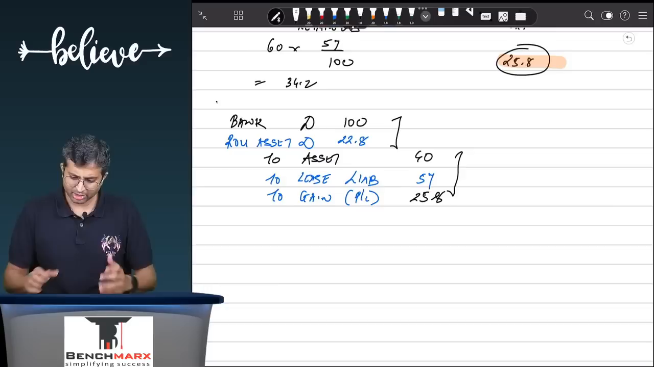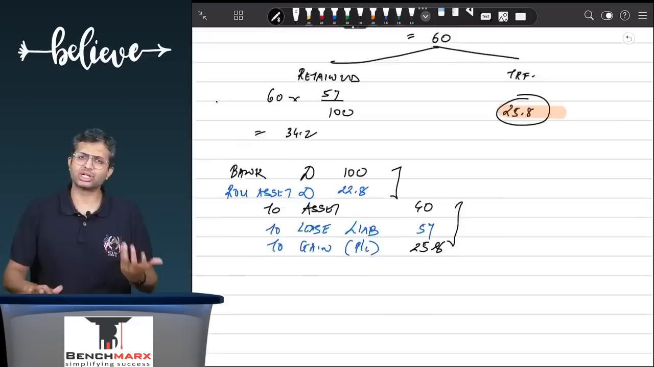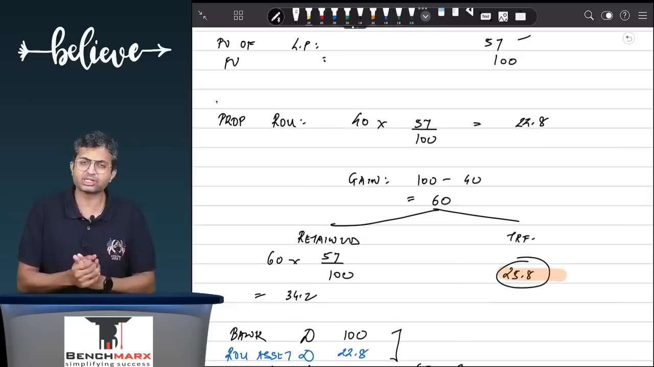Sir, is this the entry? Yes, this should be the treatment. In the books of the buyer lessor, you will see whether the transaction results in an operating lease or a finance lease. If the transaction results in an operating lease, the buyer lessor would have recognized the asset, and then it will recognize the rental income. If it results in a finance lease, then it will de-recognize the asset and instead recognize the lease receivable.